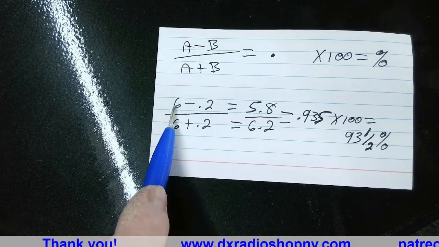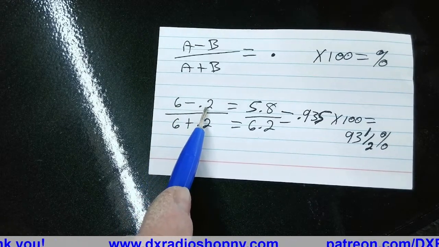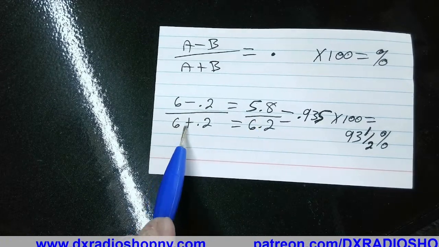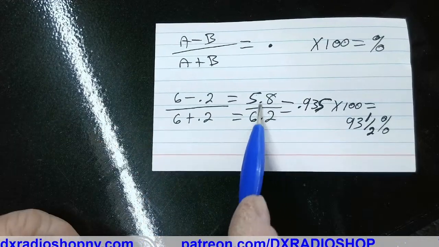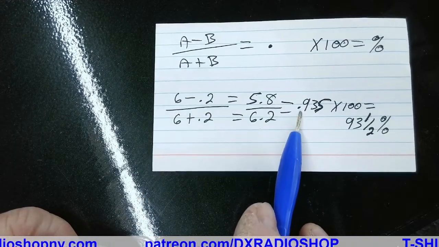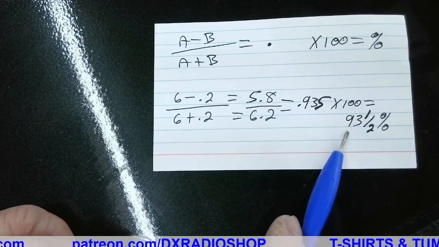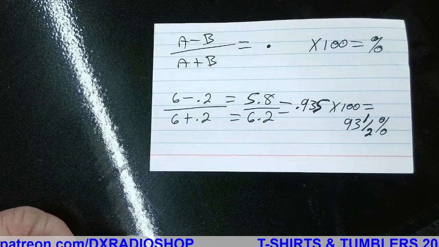In this case we had 6 divisions minus our minimum voltage modulated carrier 0.2 equals 5.8, and then 6 plus 0.2, straightforward, 6.2, right? Take the 5.8, divide it, you're going to get a decimal, 0.935, there's your decimal, times 100 equals 93.5% modulated waveform.